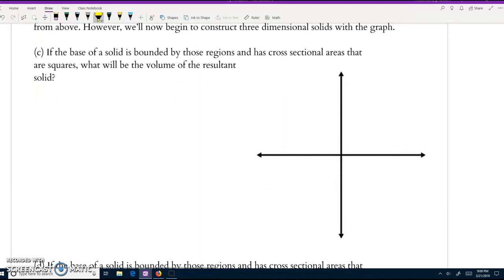Part C says, if the base of a solid is bounded by those regions, and those regions refer to the graphs that we talked about up in part A and B, and has cross-sectional areas that are squares, what will be the volume of the resultant solid?